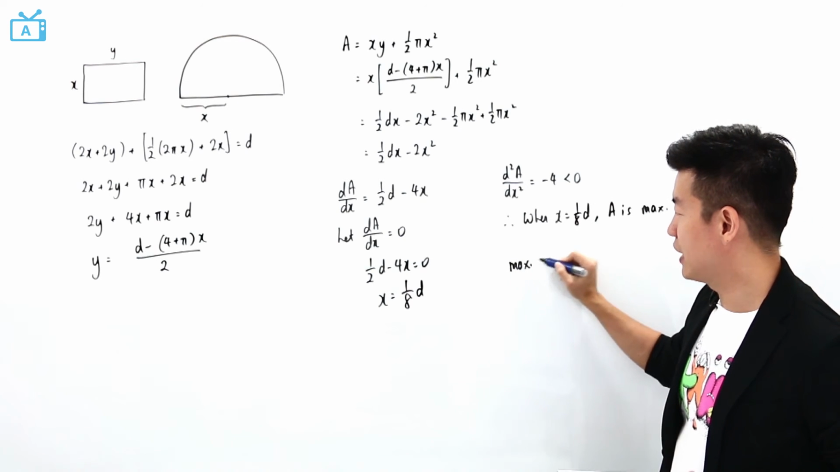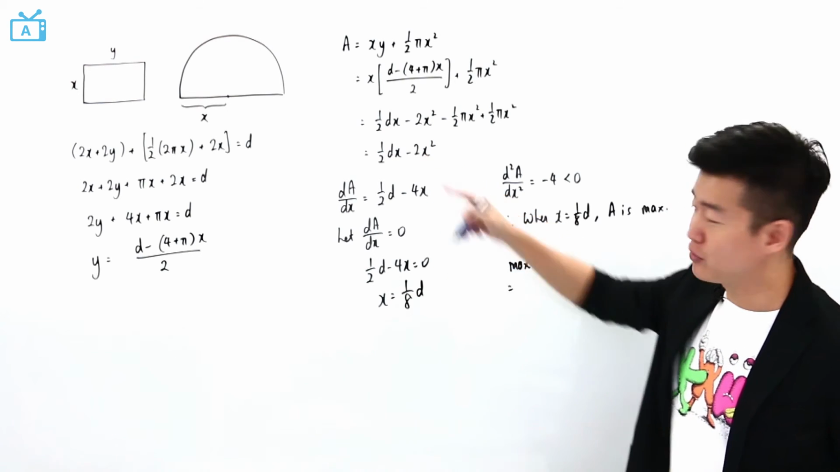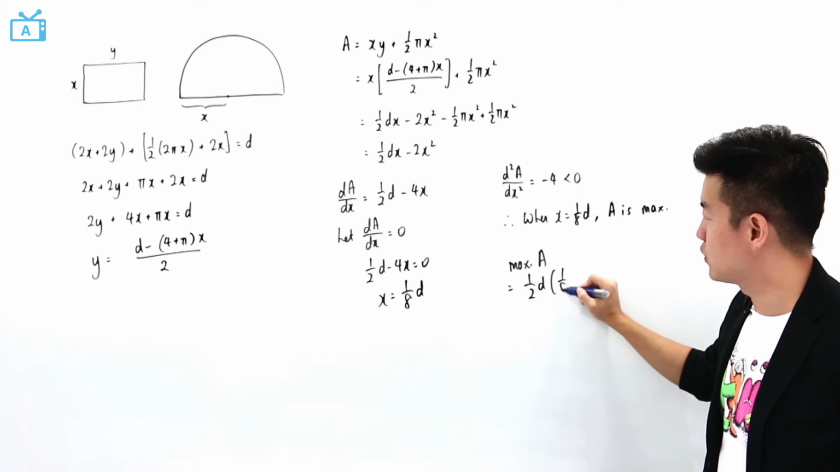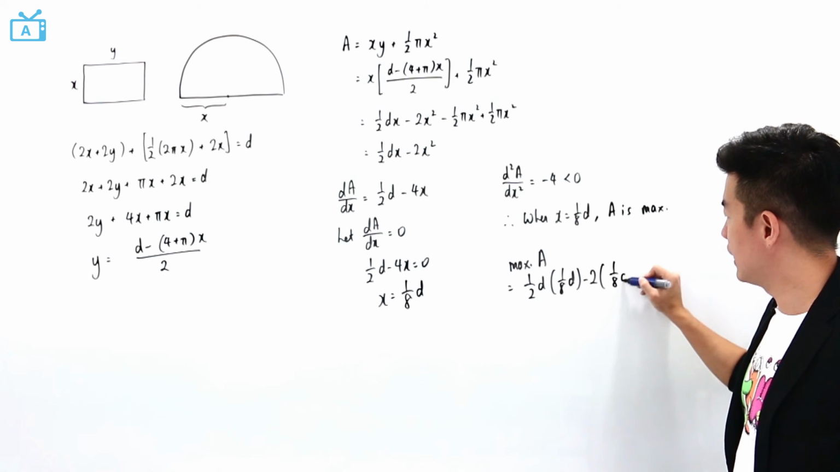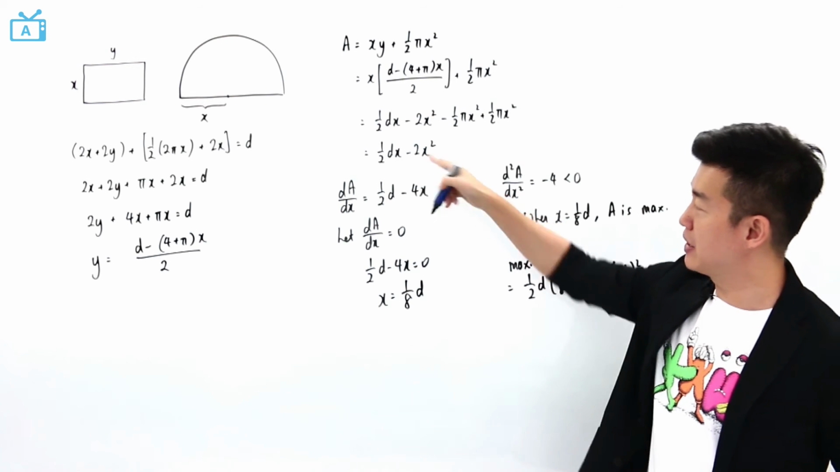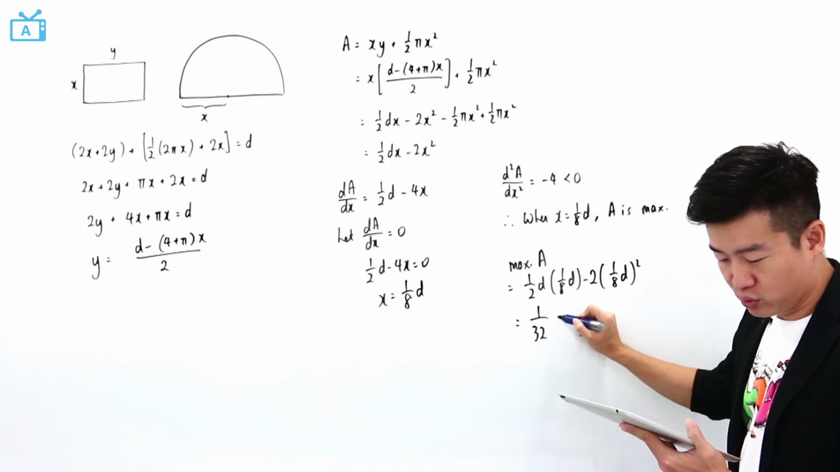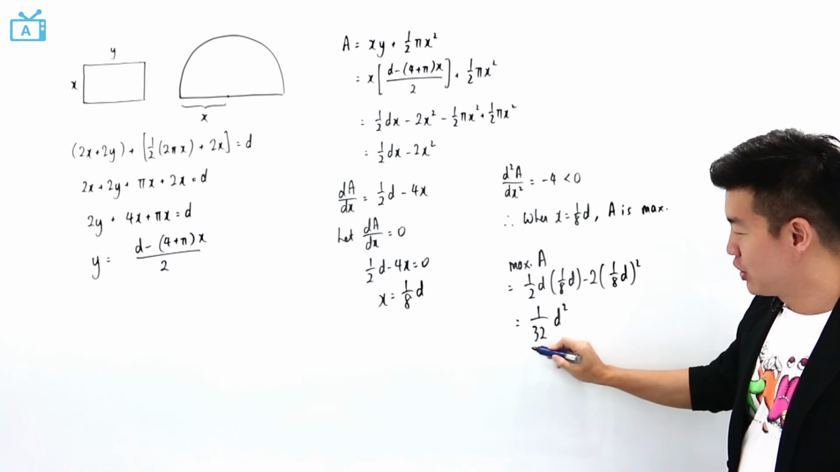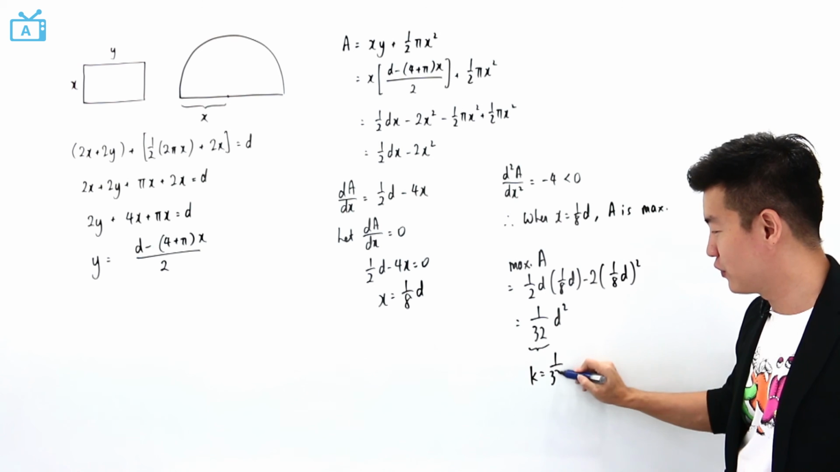And we are supposed to find what is the maximum value of A. So now we can find it by substituting x equal to 1 over 8 d back into the expression of A. So it is 1 over 2 d of x, which is 1 over 8 d, minus 2 of 1 over 8 d squared. Substituting it back into here, this will work out to be 1 over 32 d squared. And comparing this to what the question wants us to show, we know this portion here is going to be the k. So k is equal to 1 over 32.